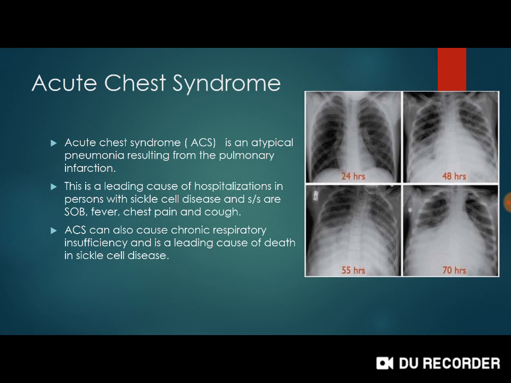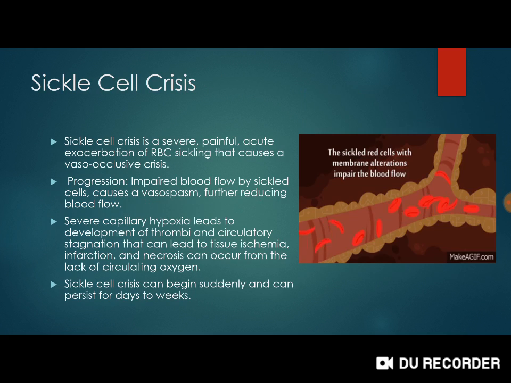Acute chest syndrome is a big manifestation of sickle cell disease, which can be life-threatening, where it's an atypical pneumonia resulting from pulmonary infarction. It's a leading cause of hospitalizations in persons with sickle cell disease, and the signs and symptoms are shortness of breath, fever, chest pain, and cough. Acute chest syndrome can also cause chronic respiratory insufficiency and is the leading cause of death in sickle cell disease. And on the right, you can see different chest x-rays of the same person, where as time goes on, there's more liquid in the lungs, leading to more white spots in the lung field.